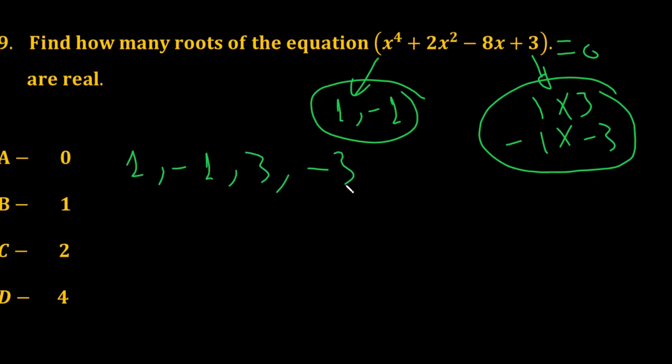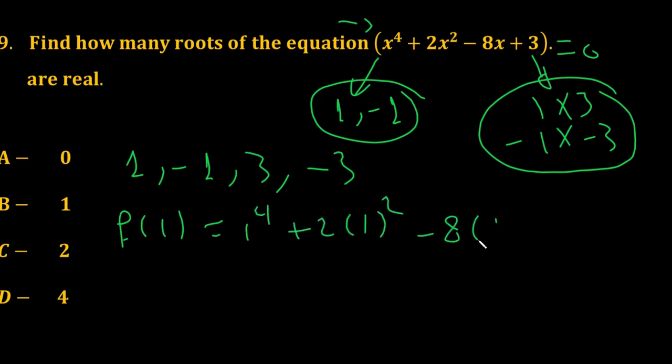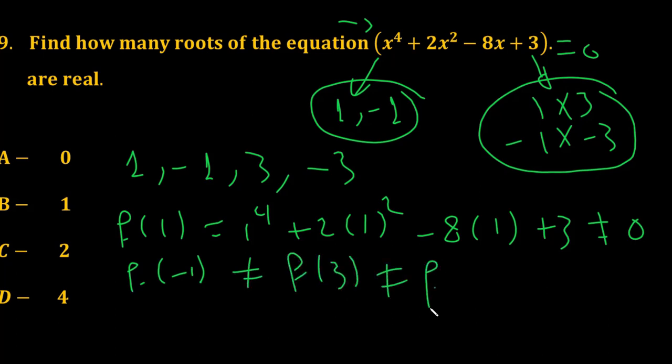Now, let this form be f of x, then we find f of 1. It will be equal to 1 to the power 4 plus 2 times 1 to the power 2 minus 8 times 1 plus 3, and this does not equal 0. So 1 is not a root. Similarly, we can find f of negative 1, f of 3, and f of negative 3, none of which equals 0. So there are no real roots for this equation. So the correct answer is number A.